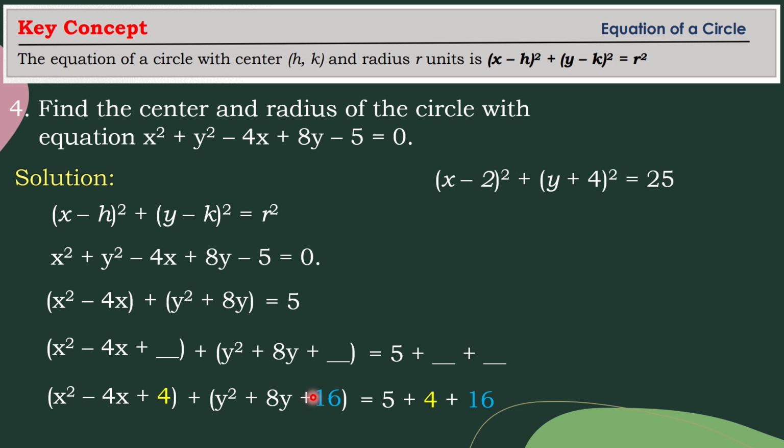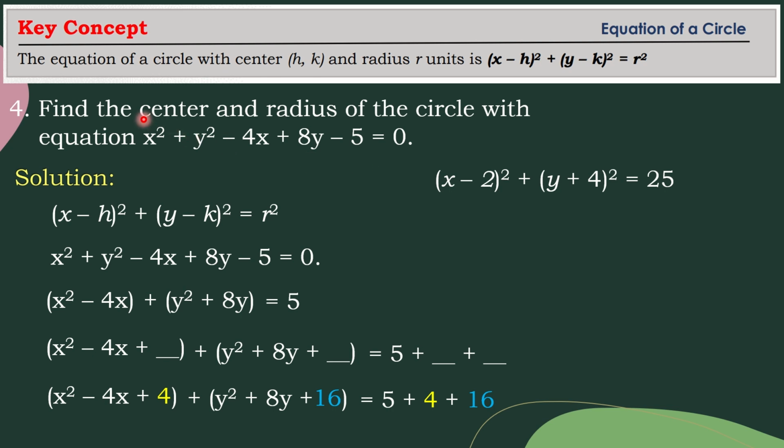Then plus, yung factored form po nitong second perfect square trinomial ay ito po. So the square root of y squared is y. And since positive po dito, it's also positive. And square root of 16 is 4, equals 25. So this will be your standard equation of the circle.